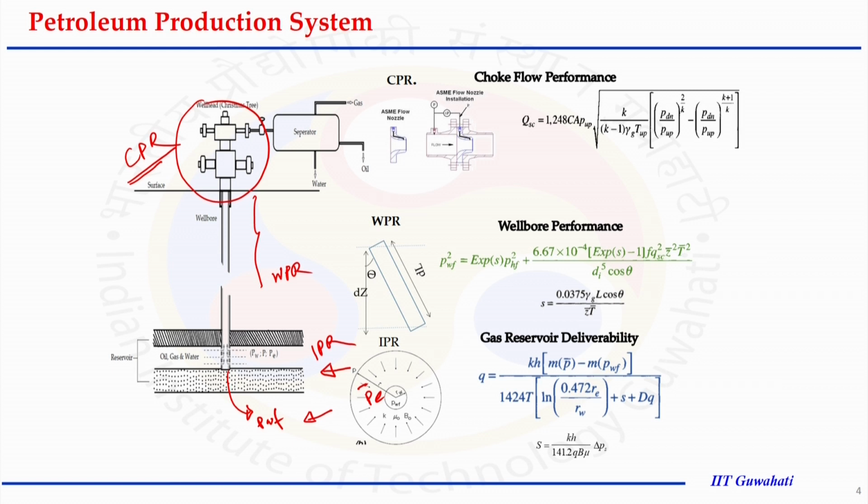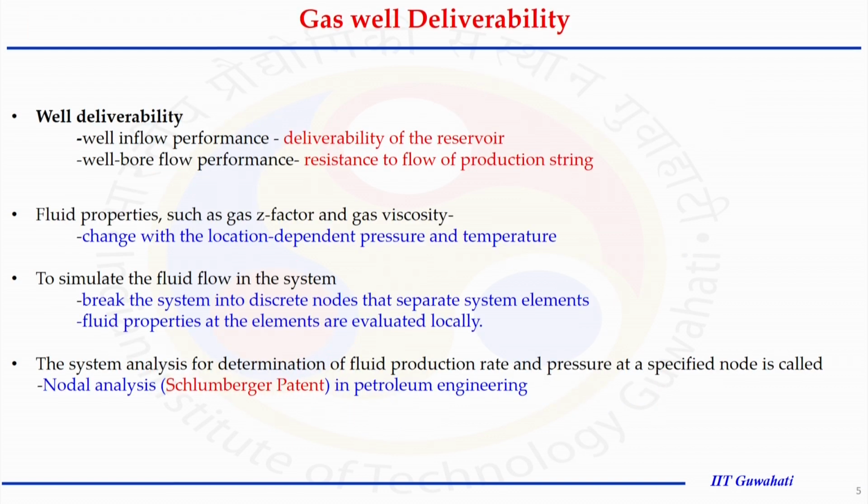So now we understand each of the three segments of our production system and how they are going to relate, what common factor they have, and how to use one type of relationship to assist the other, or find out the parameters that are not known, which will be discussed in today's lecture. So today's lecture is about gas well deliverability using nodal analysis.